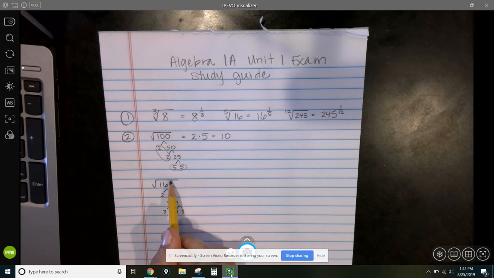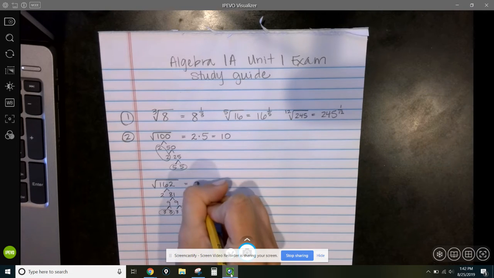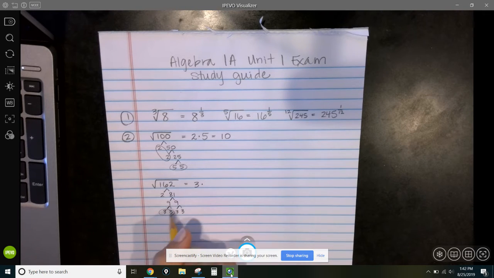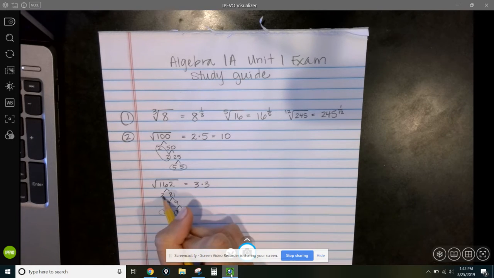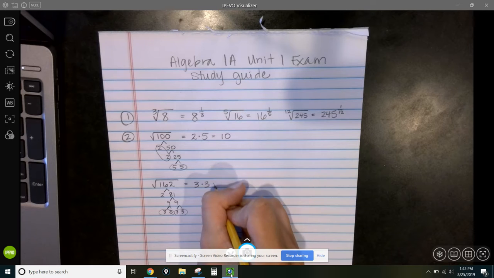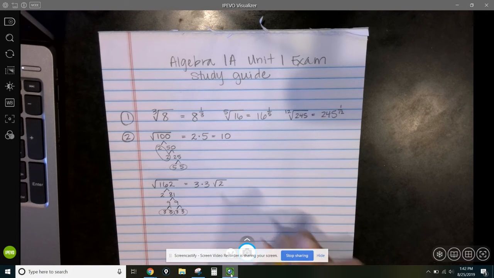Since this is a square root, I'm looking for pairs of 2 that I could pull out. So I know I can pull out this pair of 3s, which comes out as just 3. I can pull out this pair of 3s, which comes out of the square root as just a 3. And now I have this 2 still inside. It didn't have another pair to go with it, another partner. So that's still under the square root symbol.